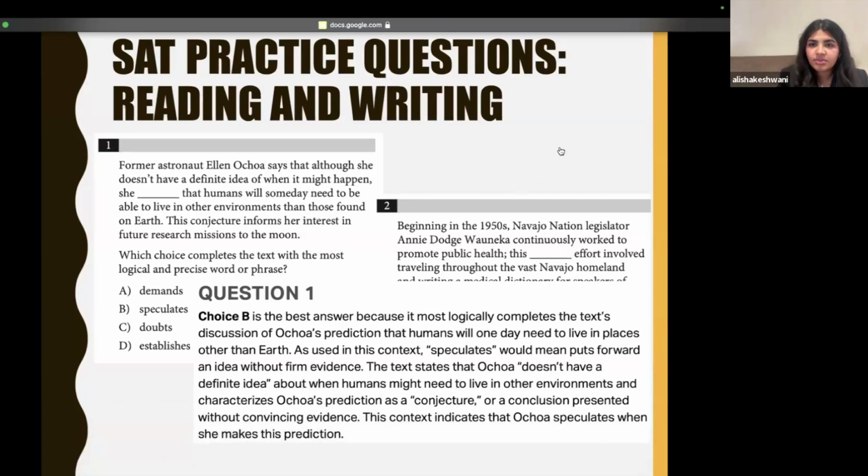So I saw a lot of people, I believe, also put D. So just to go through that super quick. The reason D would be incorrect in this scenario is just because the first part of the sentence says that Ellen does not have a definite idea of when it might happen, and establishes is a very strong word that's gonna say it's definitely gonna happen at this point, which is why that would not be the correct answer choice there.